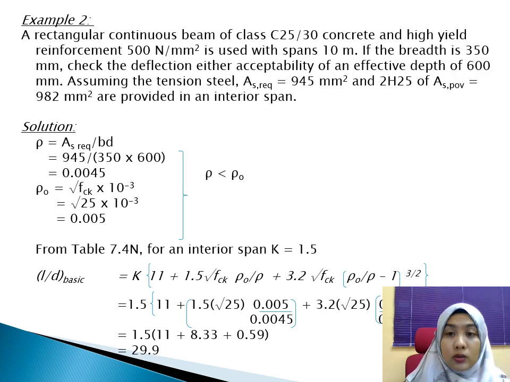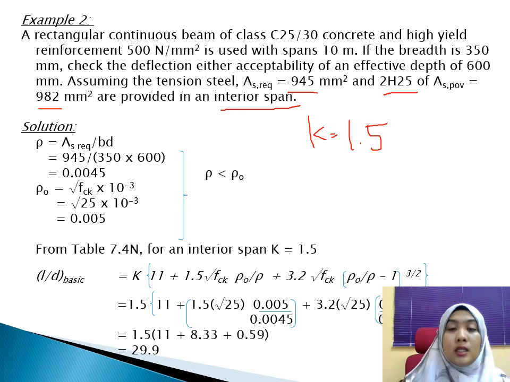Okay, so let's look into one example. Here it's given that the AS required is 945 and the provided reinforcement is 2H25 or 982 mm squared. And the reinforcement is provided at interior span. So for interior span, it means that K is equal to 1.5. And also given here, the span of the beam is 10 meter, which is greater than 7 meter.